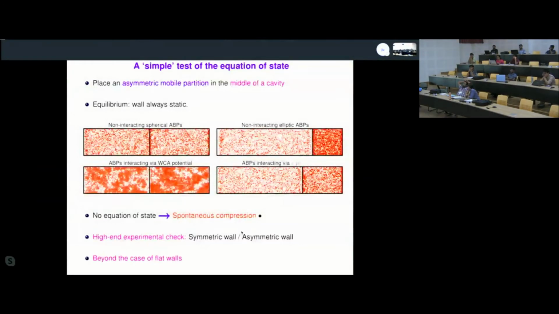Okay, so far I've discussed the simplest idealized situation, in which I have a perfectly flat wall and periodic boundary conditions. You could think that maybe this existence of an equation of state is something that we work out only in these idealized situations, but as soon as you have rough walls or asymmetric ones, things will be more complicated.